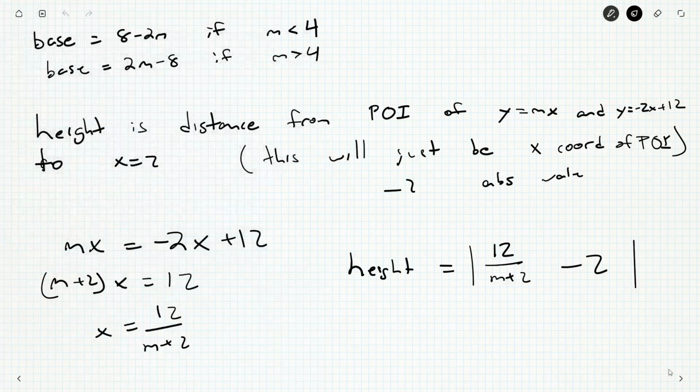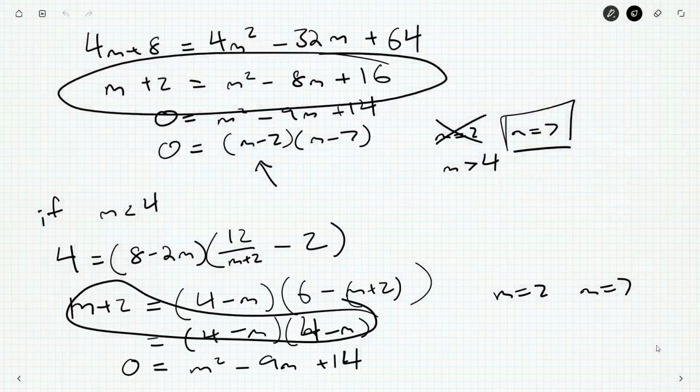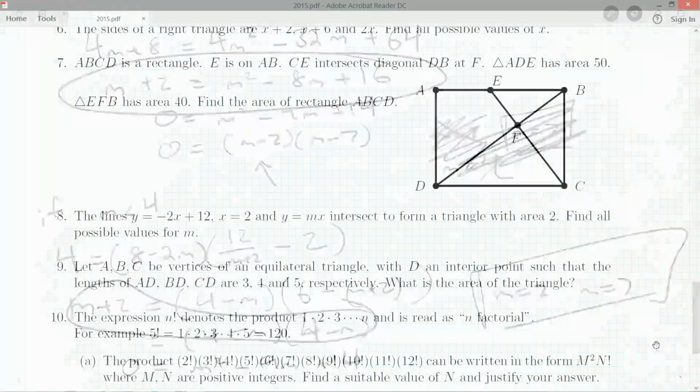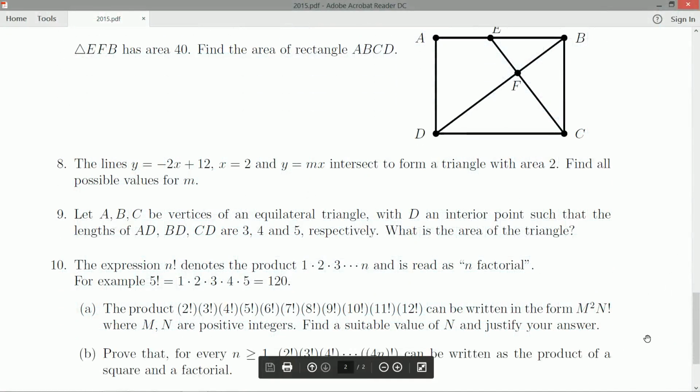So there you go. I was really expecting more answers there, but what can you do? So m is 2 or 7. Don't have to worry about that stuff. M is 2 or 7. That is what we wanted, right? Find all possible values of m. Yep, 2 or 7. There you go. So that's question 8 done with. On to question 9.